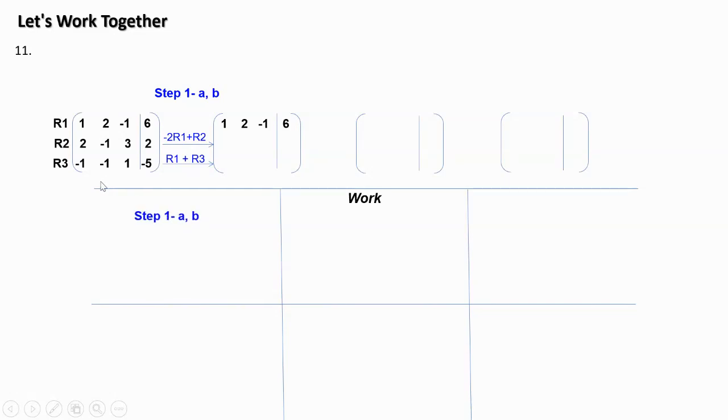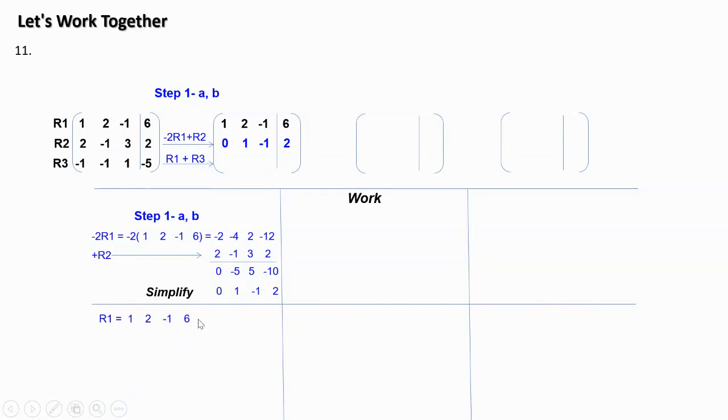And here's my work. Step 1, AB. So -2 row 1. We're going to multiply -2 times everything in row 1, which is -2, -4, 2, and -12. We're going to add it to row 2. After I execute it, we get 0, -5, 5, -10. And again, we can simplify. We divide everything by -5, so we get 0, 1, -1, and 2. That's my new row 2.